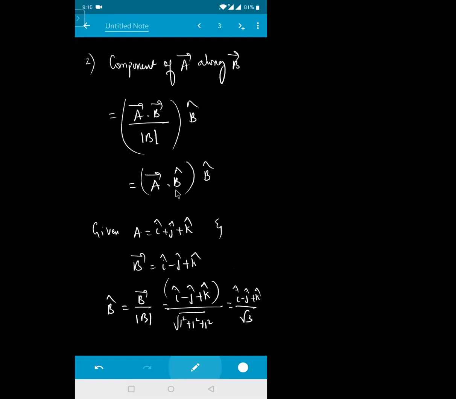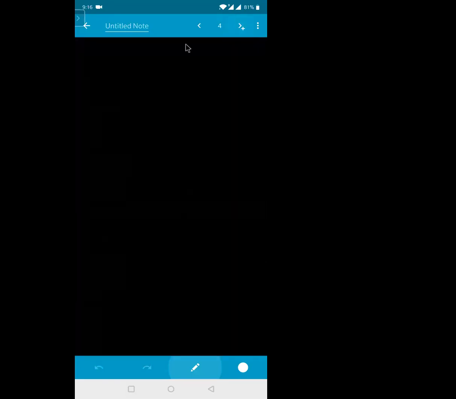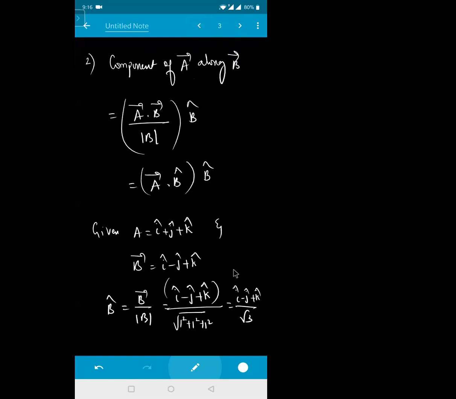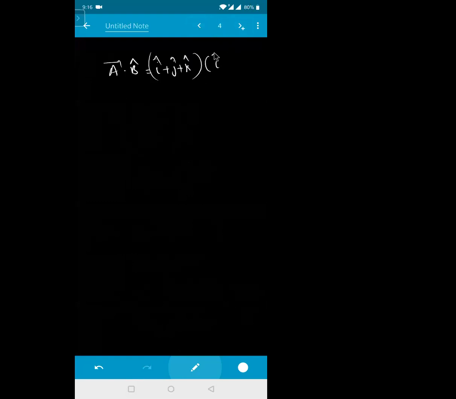Clear? The next one is A bar dot B cap. A bar value is already known to us. So A bar dot B cap will be equal to how much? A bar value is I cap plus J cap plus K cap, dot B cap. What is the value of B cap, beta? Just now I got it: B cap is I cap minus J cap plus K cap divided by root 3.